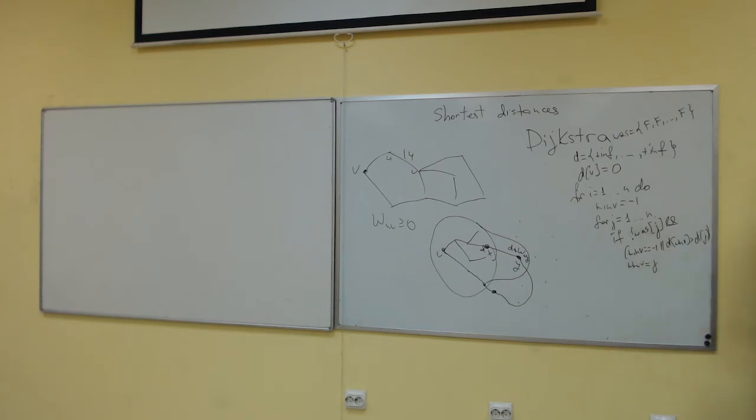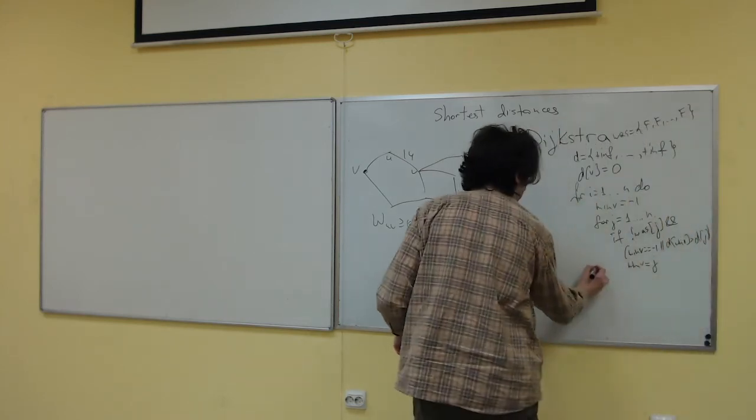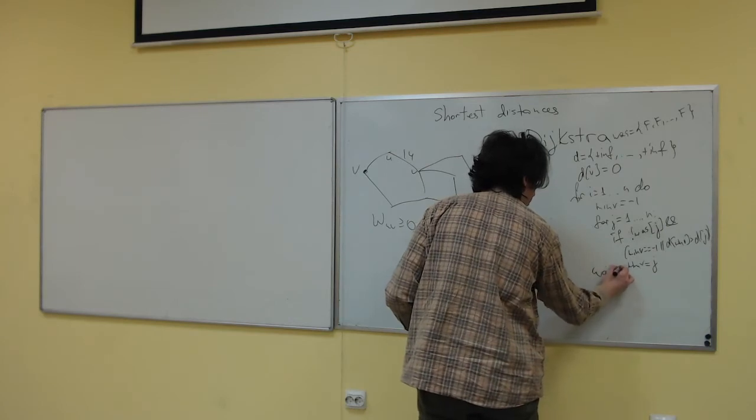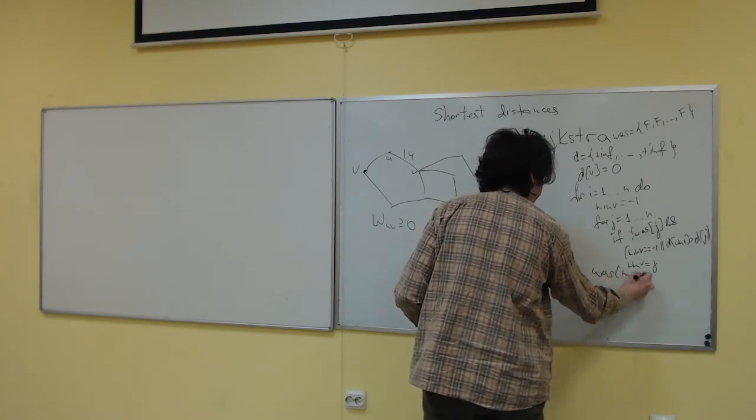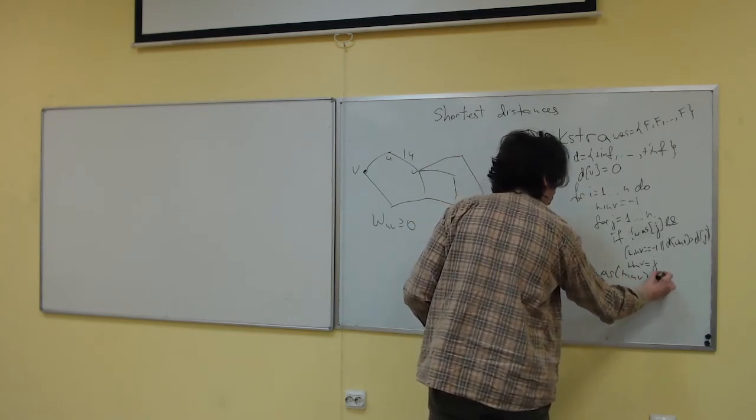So this one finds the vertex with the shortest tentative distance. We just iterate over: if we haven't taken this vertex yet, and if its distance is less than the distance to the current minimum, then we take it as the minimum. Then we say that was of min v equals true.